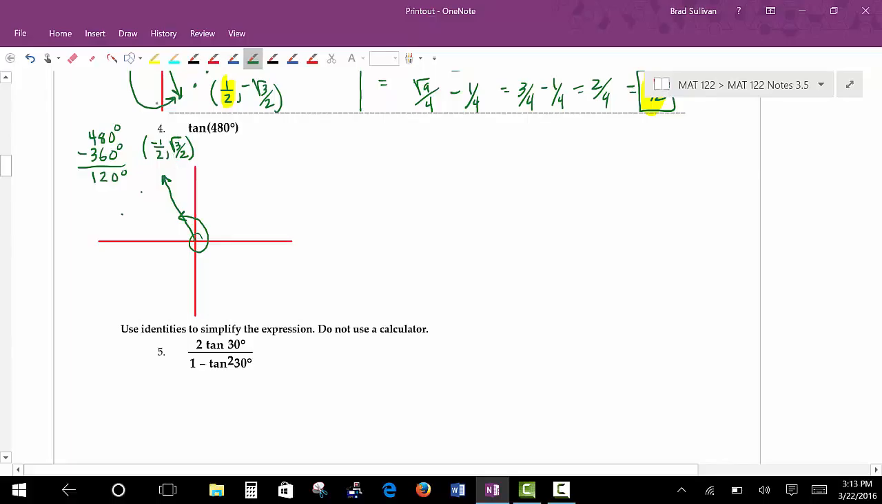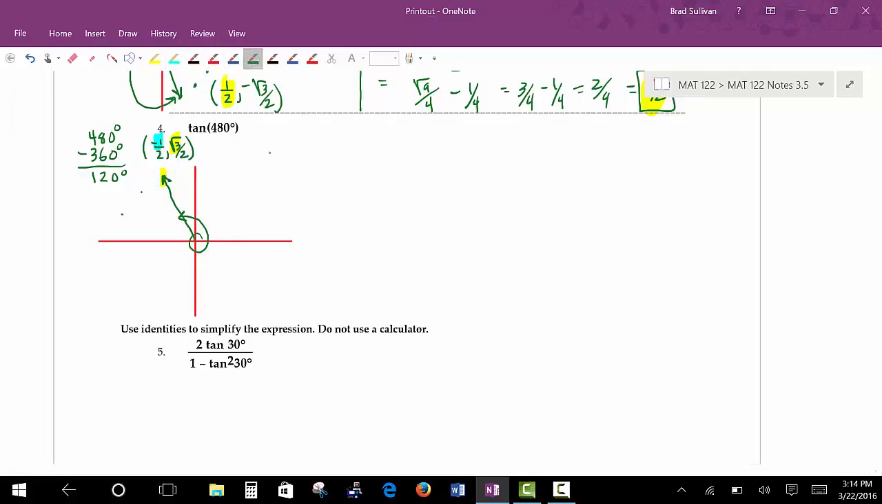The y value is as big as possible because it's up as high as possible. That's why I know the y value has a square root of 3 in it. And then the x value is as small as possible, so that's why I know it has a 1 in it. That's how I figure that out. That's a really handy thing to catch on to.